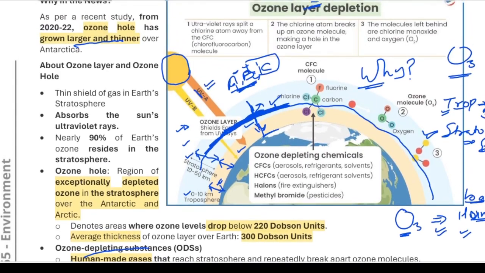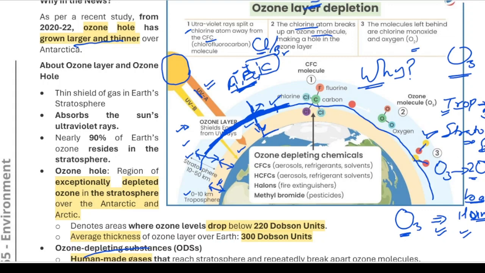What do these gases do? The ultraviolet rays of the sun break down these CFCs and create free chlorine or bromine atoms. Okay, these chlorine and bromine atoms break the ozone molecule, as given in this infographic, like fluorine or carbon tetrachloride. When it moves to the ozone, instead of creating three oxygen molecules, it breaks down into two, like this and this, and ozone gets converted into two molecules of oxygen. So this destruction of the ozone molecule decreases the thickness of the ozone layer, and hence the ozone hole gets created.